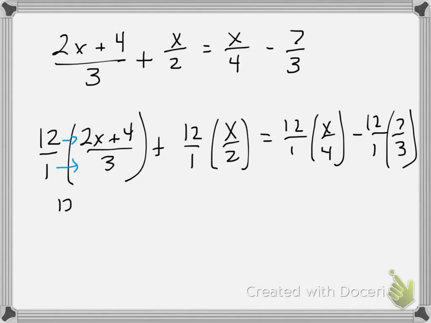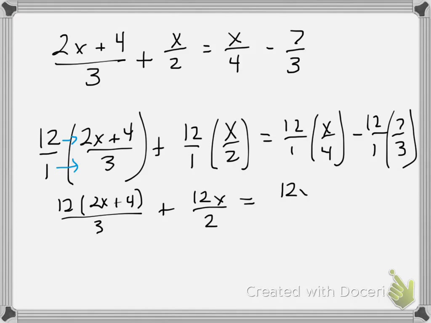All right, so I get 12 times 2x plus 4, all divided by 3, plus 12x divided by 2 equals 12x divided by 4 minus 12 times 7, which is 84, divided by 3. Okay, now you may be thinking, hey, we need to distribute this 12 right here in the first term. Well, we can do that, but the first thing we want to do is now try to simplify these fractions. Now, what did I say our initial goal was? Our initial goal is to get rid of fractions.